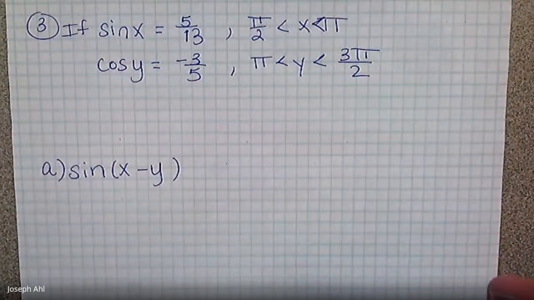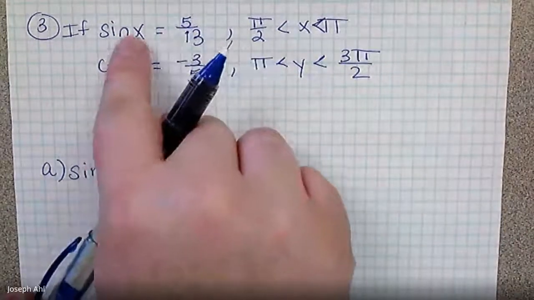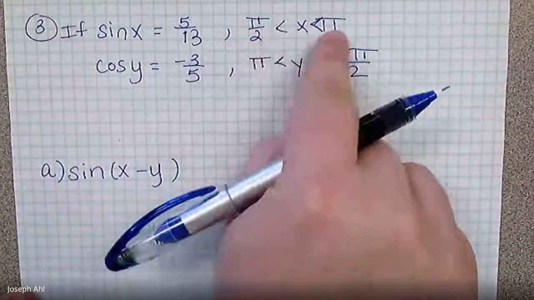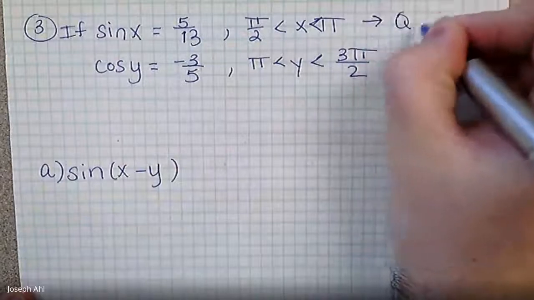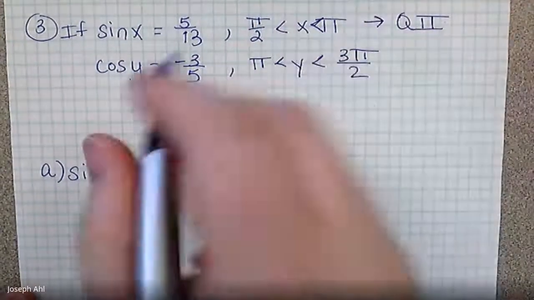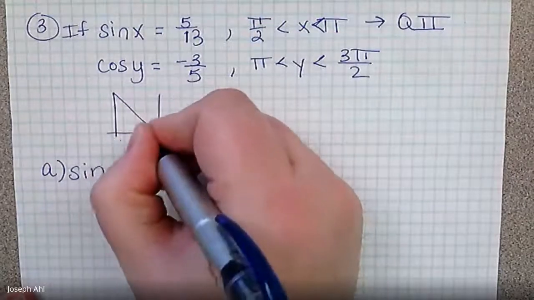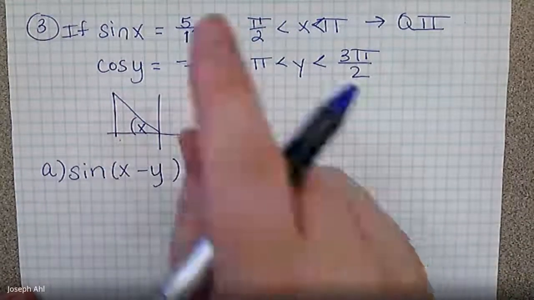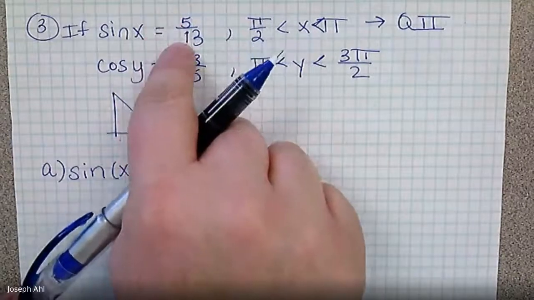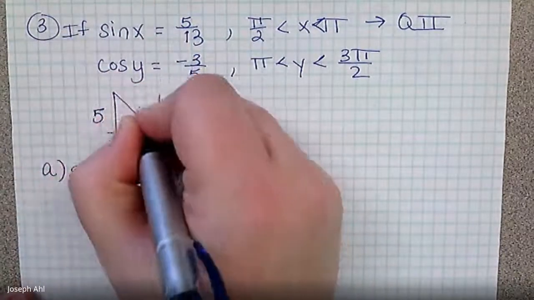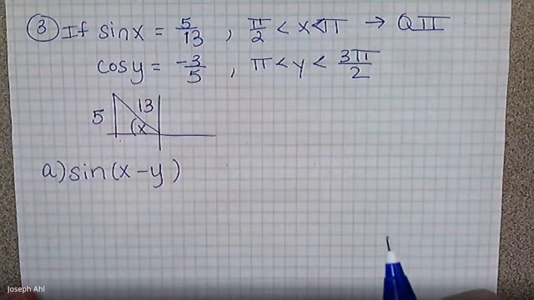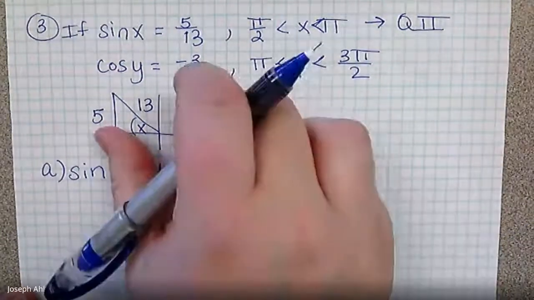Okay, so let's talk about what we know. We know that angle x is from pi over 2 to pi, so that should be jumping out to you as being in quadrant 2. Let's draw a picture of an angle in quadrant 2. I'm going to label this angle as x. Remember that sine is opposite over hypotenuse, so that was going to be 5, and that's going to be 13. Okay, we'll stop there for now.